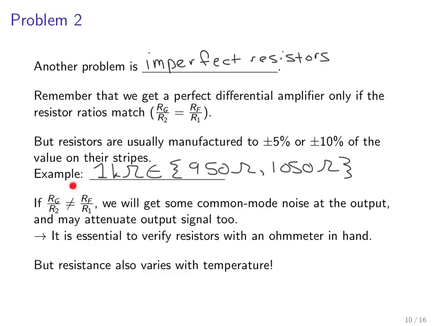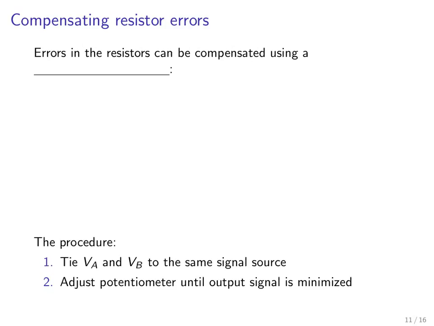And if the ratios don't match as a result of these imperfect resistor values, we're going to get some common mode noise at the output, and we may also attenuate the output signal as well, compared to what we would like it to be amplified to. So it's essential to verify resistors with an ohm meter in hand so that we can get as close as possible. Of course, resistance also varies with temperature, and so modern instrumentation amplifiers will have some kind of temperature compensation. Now, errors in the resistor ratios, and indeed errors due to imperfect op-amps, can be compensated using a potentiometer.